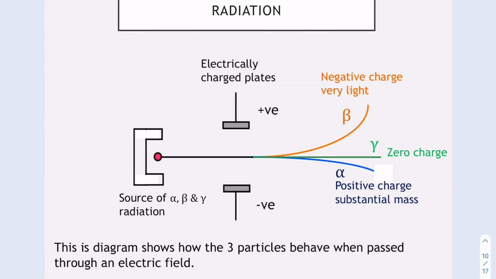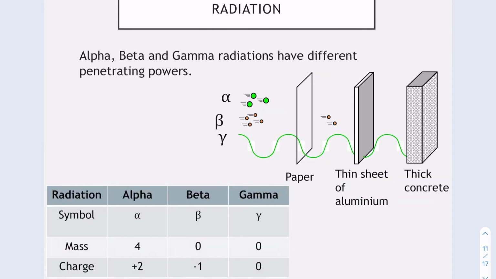So here we have that diagram of the three particles going through an electric field. If you have a look up the top, we can see we've got beta radiation that goes towards the positive plate because it's a negative charge. Then at the bottom we've got alpha radiation that goes towards the negative plate because alpha is positively charged. And then last but not least, we've got gamma radiation that goes right the way through because it has no charge, it's not deflected in any way.